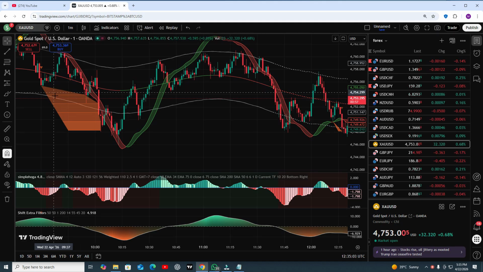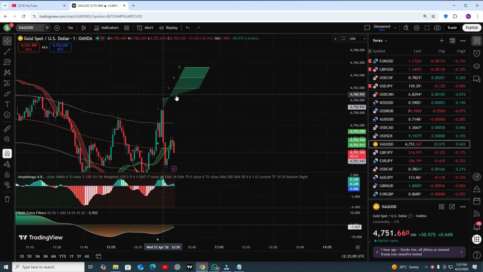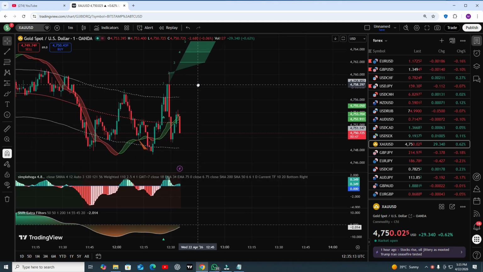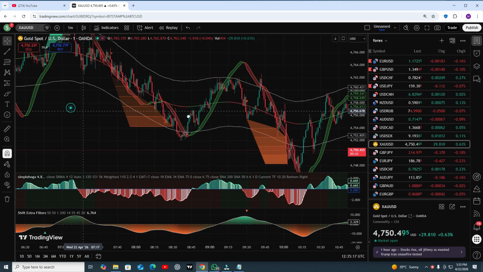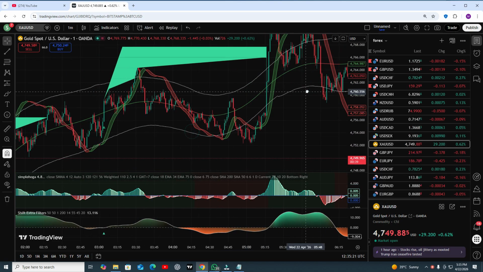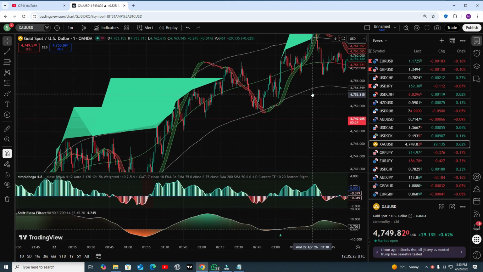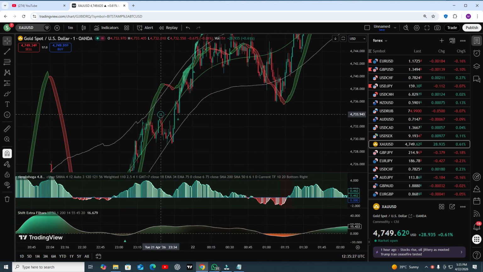Okay, here you can see it will show you the sell zone, and when you get this type of shade, blue, that means this is the buy zone. This is your sell zone. Here you can see this is your buy zone, and this is your buy zone. Clearly visible, it's really amazing.